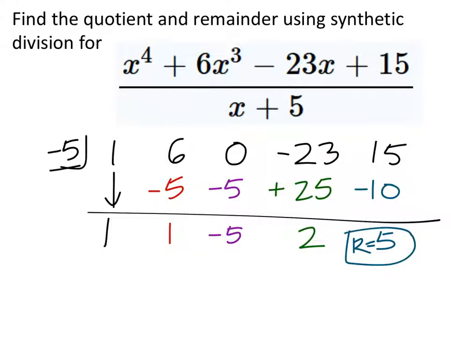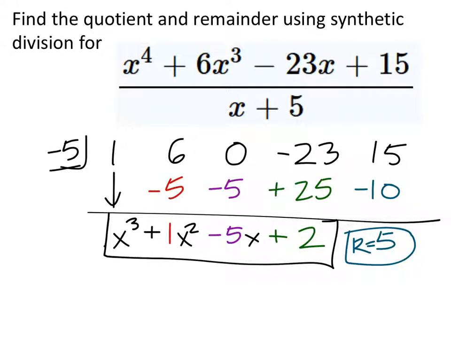Remainder of 5. We'll just fill in the degrees here. So we started with x to the 4th. So we're going to drop it 1 degree, x cubed. It's a positive 1. X squared, x, and then no x right there. And that right there would be our quotient. You don't really have to include the 1 there either.